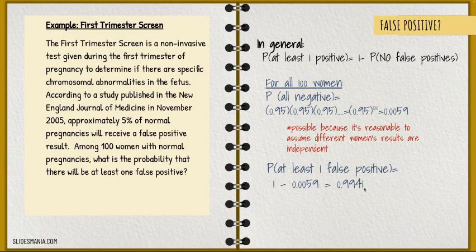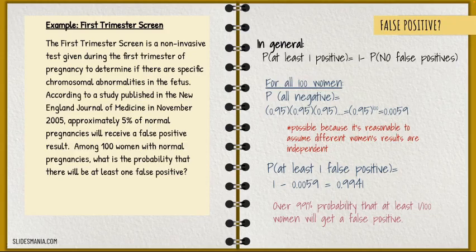So let's write what that means. Let's summarize. Over 99% probability that at least 1 in 100 women will get a false positive. So if 100 women go in there, it's almost guaranteed at least one of them will get a false positive. I guess not guaranteed, but that's a pretty high probability.